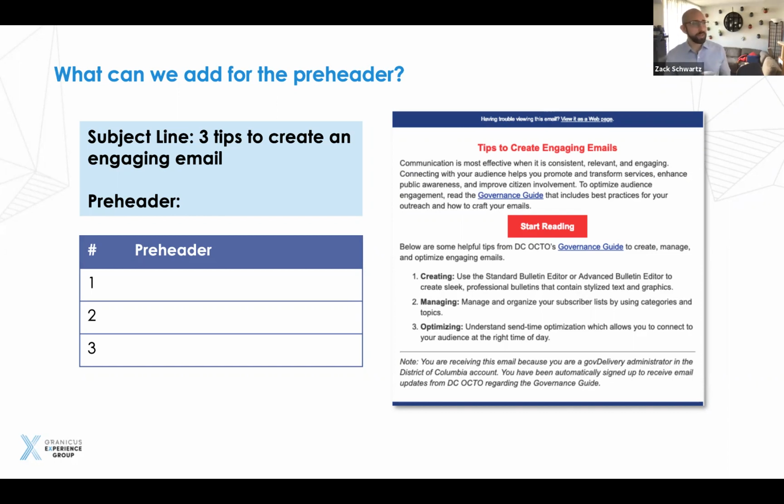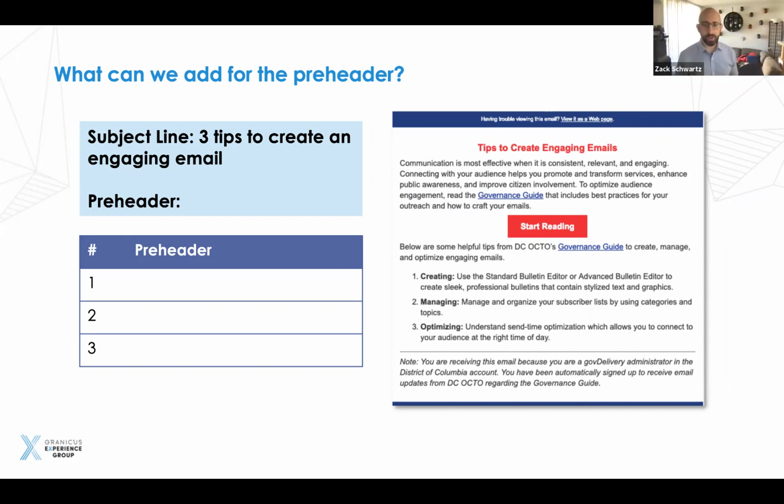I think some others might be something like, see, so we say 3 tips to create an engaging email. A pre-header might be start reading the governance guide and optimize your messages today, something like that. Let's see, what did we say? Learn about creating, managing, and optimizing messages. Another pre-header might be, did you see boost your readership with better messages? Absolutely, that's a great one, Liz.